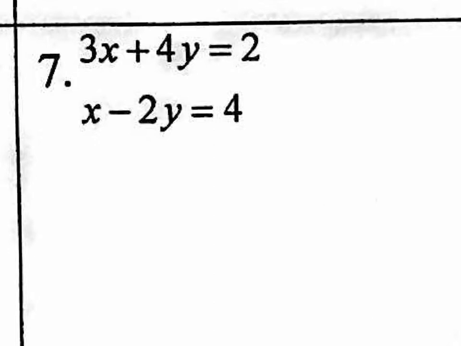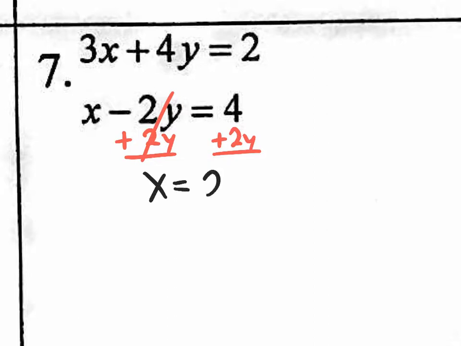So what would you pick? The second one, and what do you want to get by itself, x or y? X. So I want to get x by itself by doing the opposite of minus 2y, which is plus 2y. That'll cancel out. What you do to one side, you do to the other side, plus 2y. My new equation will read, solving for x, x equals 2y plus 4.